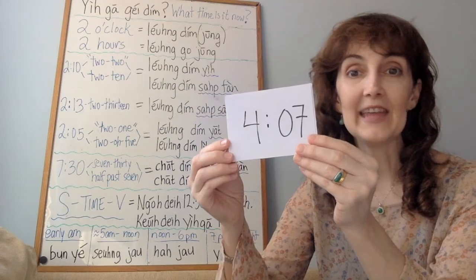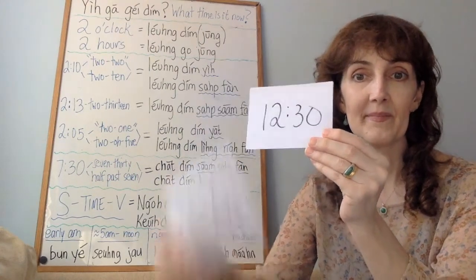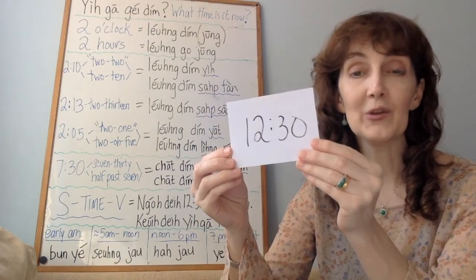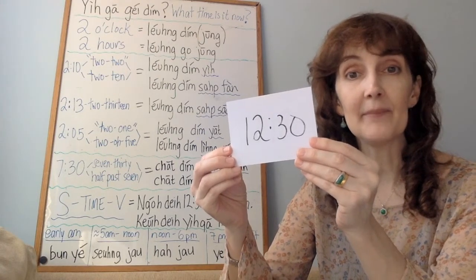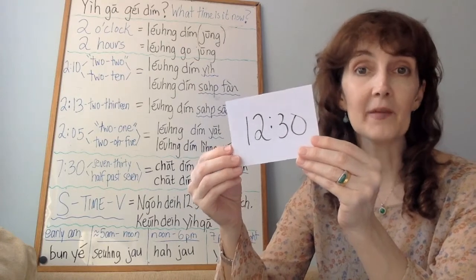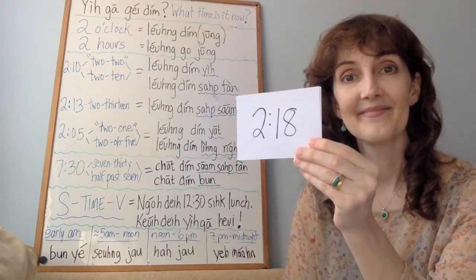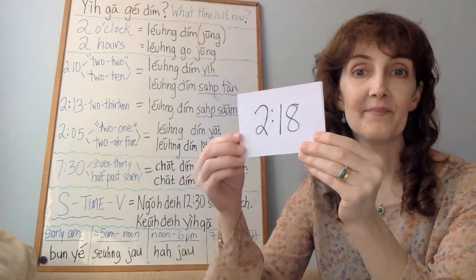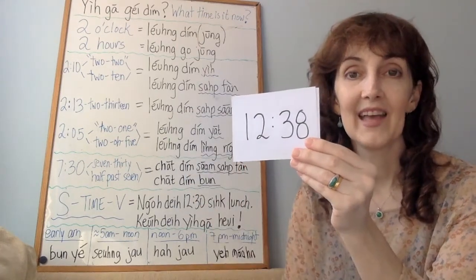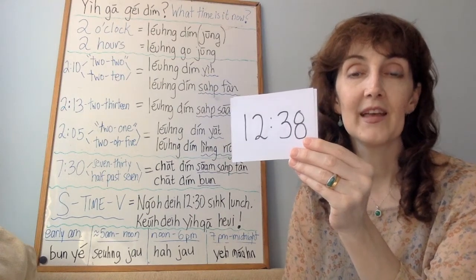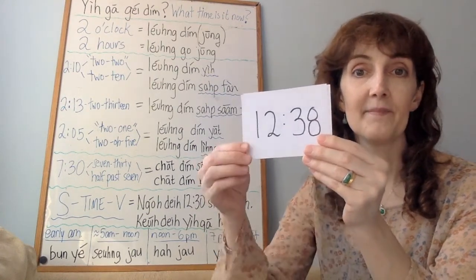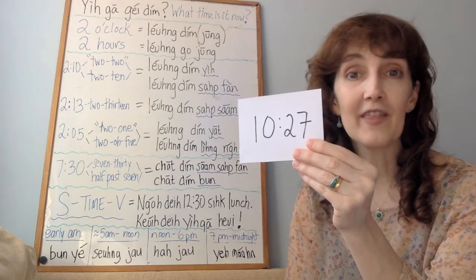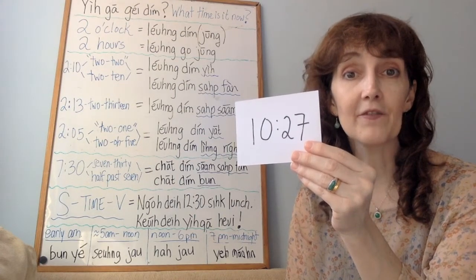4:07. 12:30, 12:30 or you could just say 12:30. 2:18. 12:38. 10:27.